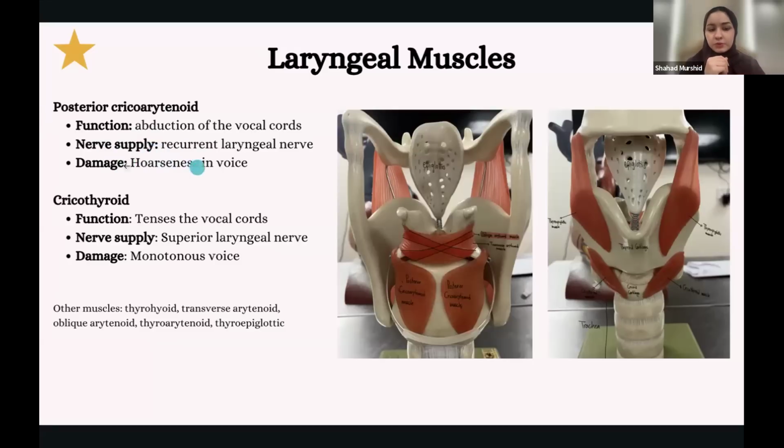And yeah, so you really need to know the damage of it, what happens if it gets damaged. And the nerve supply: all of the laryngeal muscles are supplied by the recurrent laryngeal, except for one exception, which we're going to talk about.